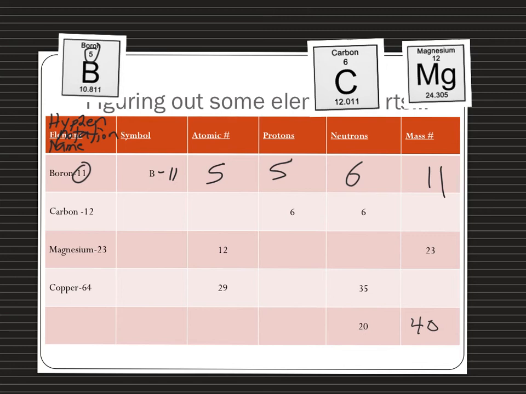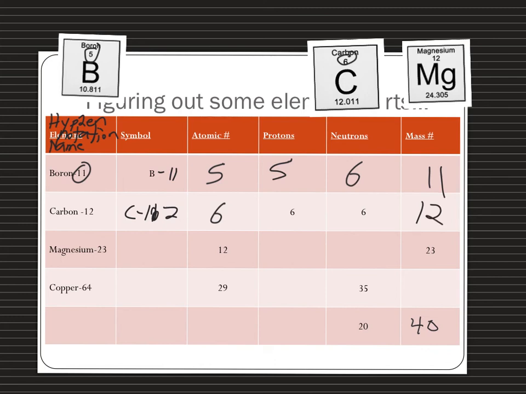Now next, carbon 12. For the symbol, again, carbon is C, and I could put the mass number on that. Then I'll look at carbon on the periodic table, and you'll see that its atomic number is 6. So I would put that in there. It's got 6 protons. It also has 6 electrons. It's got 6 neutrons, and again the mass number, I wrote that down wrong, it's carbon 12, so it would be 12.